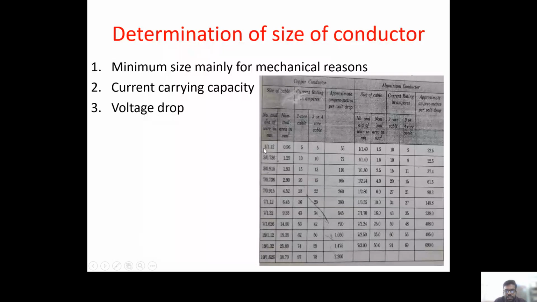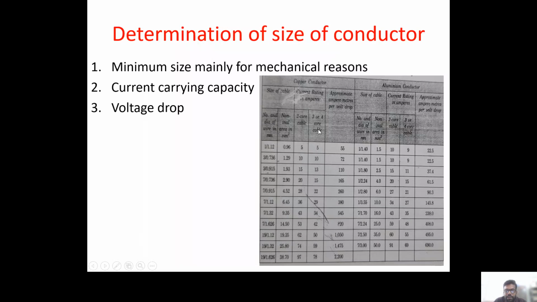So while selecting the cable, we have to calculate the permissible voltage drop. The permissible voltage drop should always be 2% of the supply voltage plus 1. So 2% of the supply voltage plus 1, that should be the permissible voltage drop. So the copper conductor cable size, 1/1.12. This is the current that I have got, 3.33 amperes.